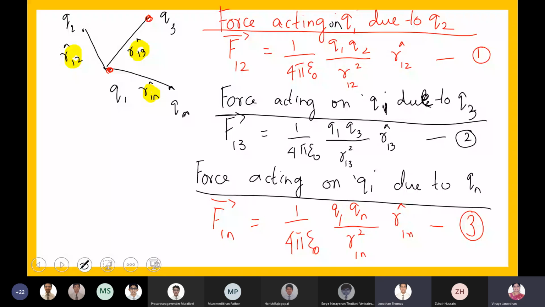In mathematics, have you learned about summation? The sigma sign, right? Yes, ma'am, we have learned.